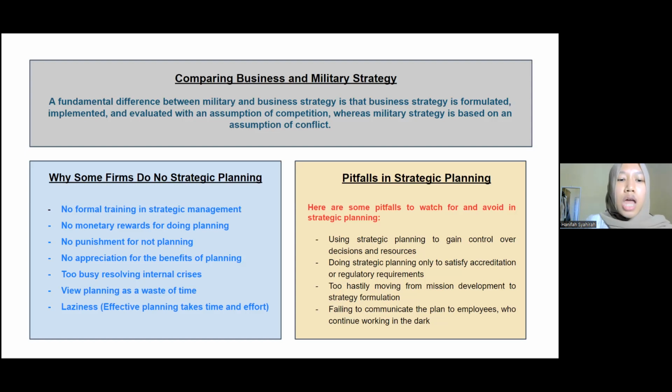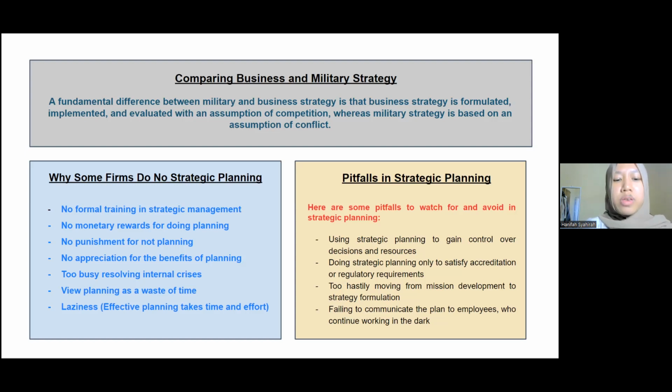And the second, no monetary rewards for doing planning. In some companies, the company doesn't give rewards to the people who do the planning. So people who do the planning will think, what is the main outcome for me doing this planning if it doesn't give any essential benefits for me? And the third, no punishment for not planning. The company doesn't give any punishment to people who don't want to do the planning. And the fourth, no appreciation for the benefits of planning.